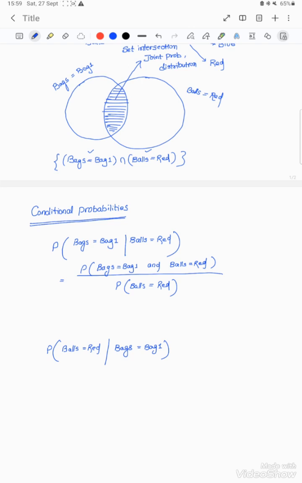So what this is actually, this is where the balls equal to red event is present. This is the region. This is the entire region where we will have balls equal to red. Out of them, this is the joint thing where we will have both balls equal to red and bags equal to bag 1. So what is the probability that the bags equal to bag 1 given balls equal to red? This is one kind of formulation.